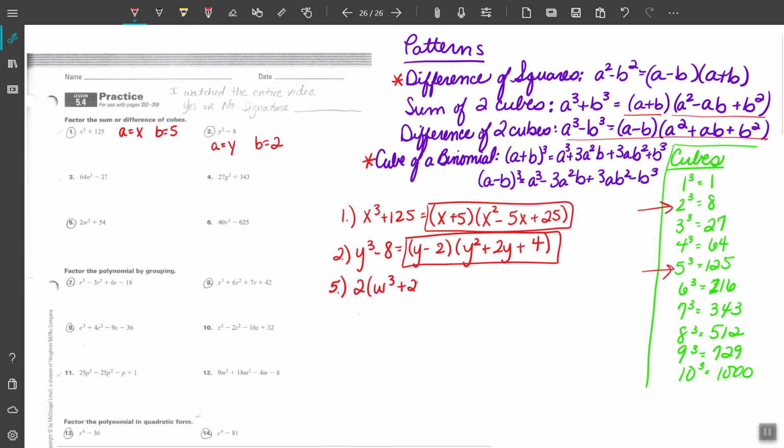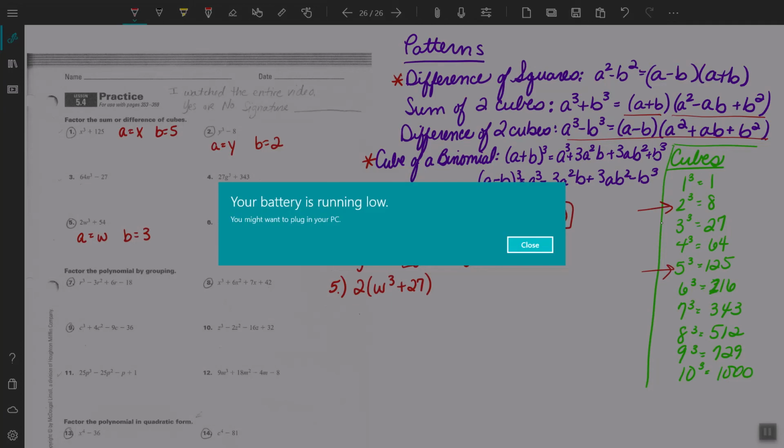So once I've done that, you can see that now I have a sum of cubes in that binomial. w cubed is a cube, and 27 is a cube. So my a value for number 5, after I factored the 2 out, is going to be w, and then my b value is going to be 3. And I'm getting that from this list over here.